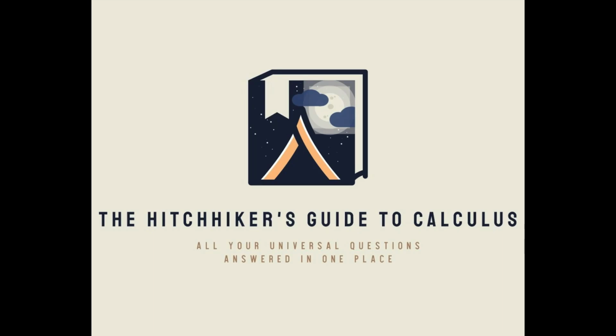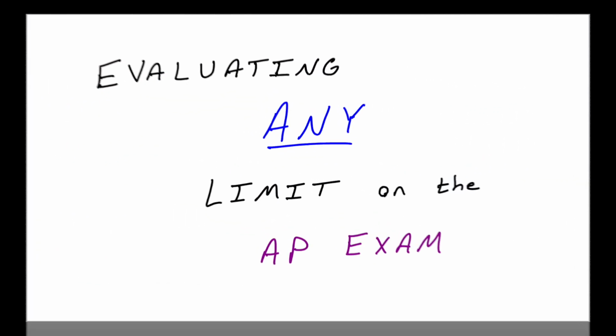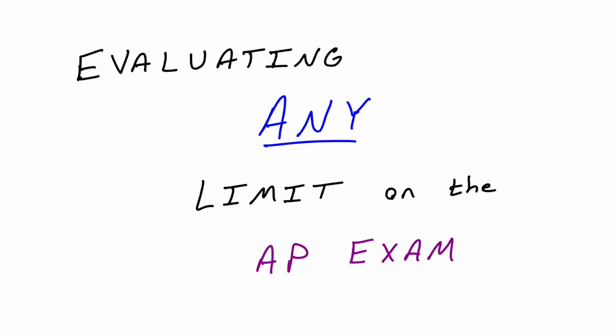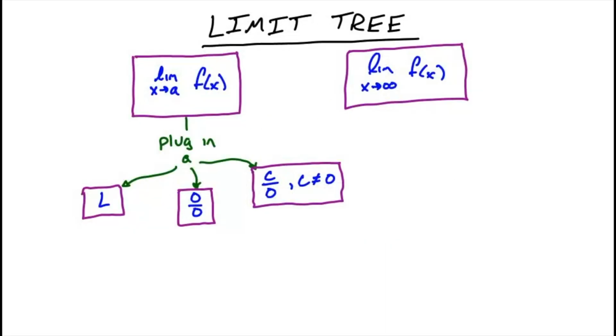My name's Kevin, and I'll be your guide to evaluating any limit on the AP exam. Now we're just going to do a decision tree here. So when you see any limit, it's going to fall under one of two categories. The limit as x approaches a of f of x, or the limit as x approaches infinity of f of x. Both of these are their own separate case.